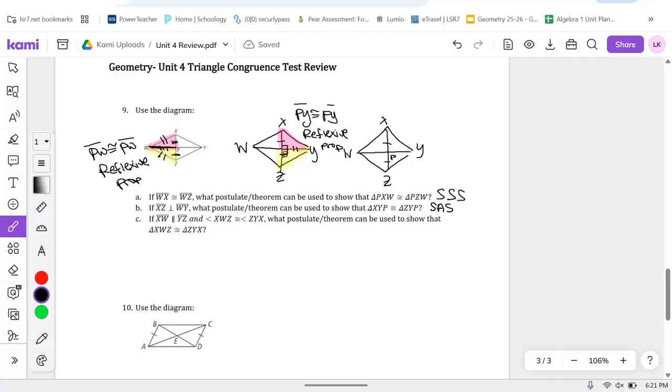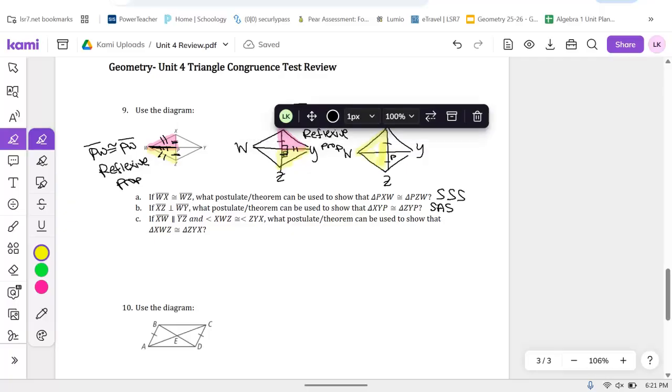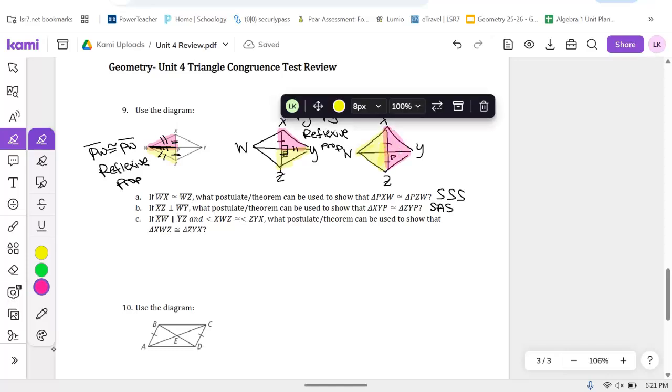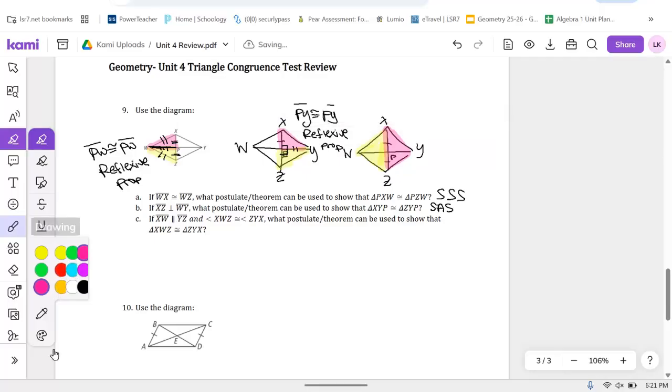Now the next one says, if XW is parallel to YZ and angle XYZ is congruent to angle ZYX, what postulate or theorem can be used to show that triangle XYZ, it's this big triangle here, and triangle ZYX are congruent? So we're looking for those two triangles.